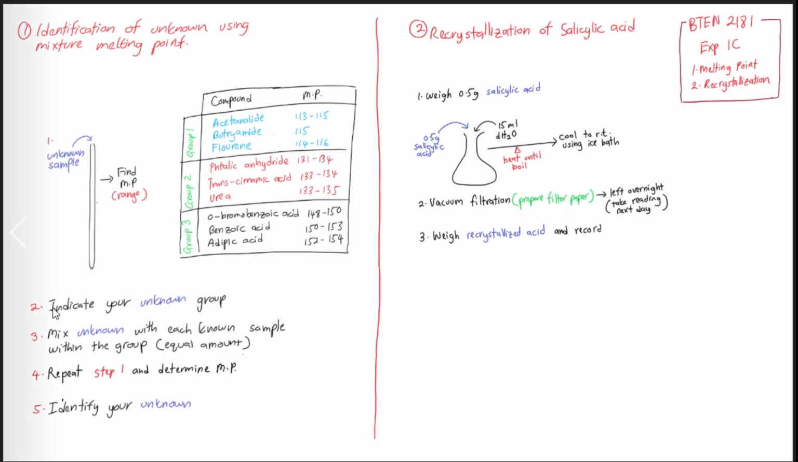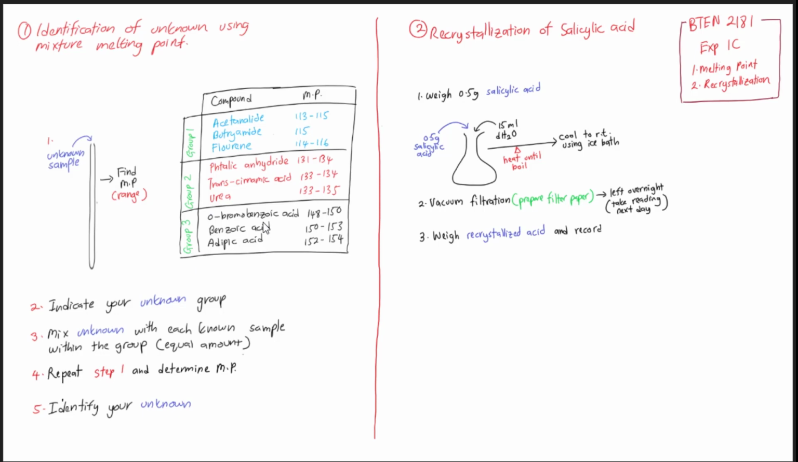Then you indicate your unknown group. In your lab manual under experiment 1C, you have three groups: group 1, group 2, and group 3. Group 1 has acetanilide, bromamide, and fluorene. Group 2 has phthalic acid, cinnamic acid, and urea. Group 3 has bromobenzoic acid, benzoic acid, and adipic acid. On the right side, the blue one, the compounds in each group have melting points that are more or less equivalent, similarly for group 2 and group 3.